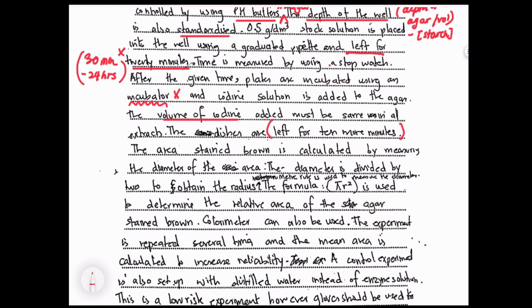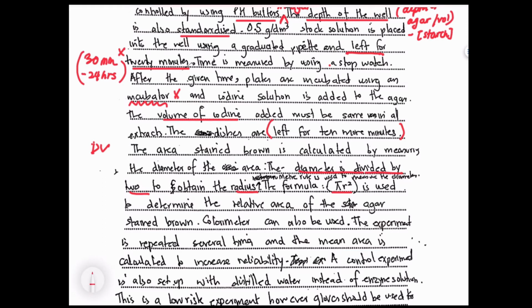Okay, then the student is trying to talk about the dependent variable. The area stained brown is calculated by measuring the diameter of the area. Okay, so let's look at the method. The diameter is divided by 2 to obtain the radius. And using the formula pi r squared, we can determine the area stained brown.